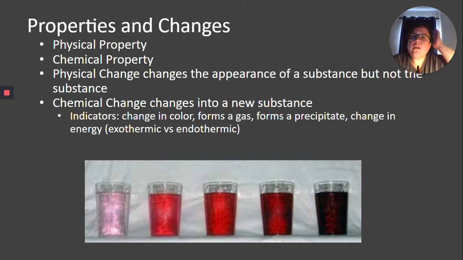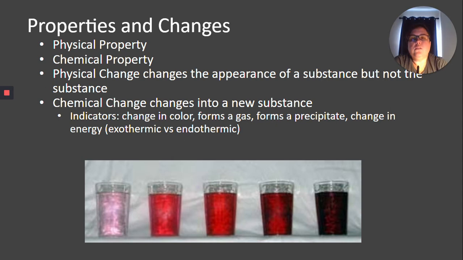All right, so then we also want to look at changing the properties, making changes to those compounds, to those elements, and see what happens. There's two types of changes we can do. We can do a physical change and we can do a chemical change. Now, those are based on the physical properties and the chemical properties.